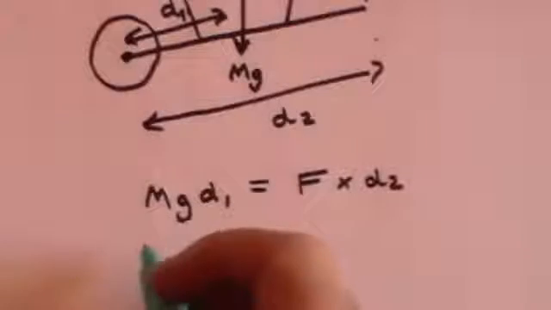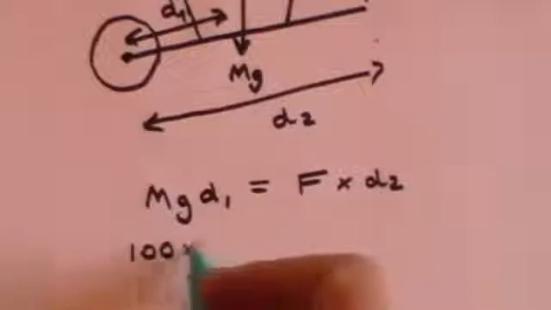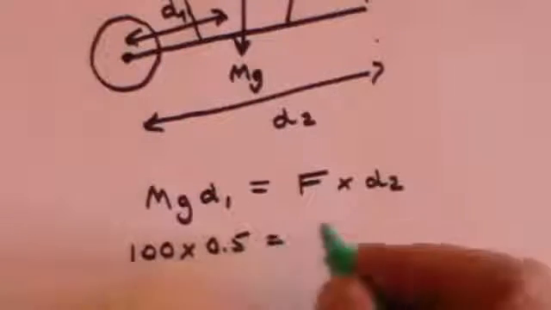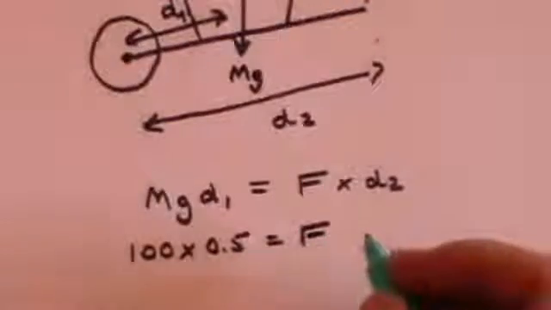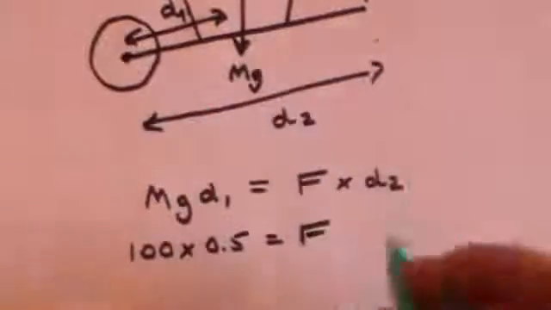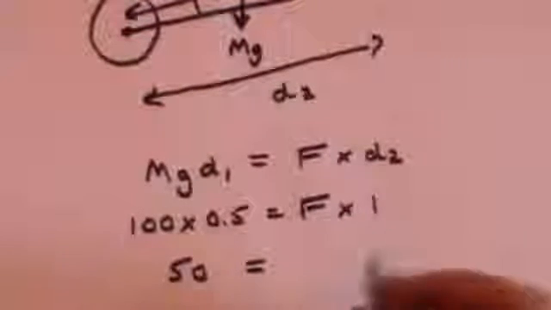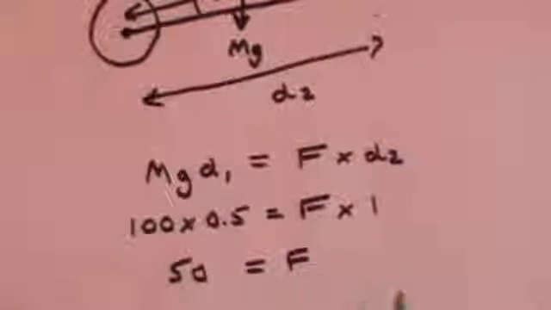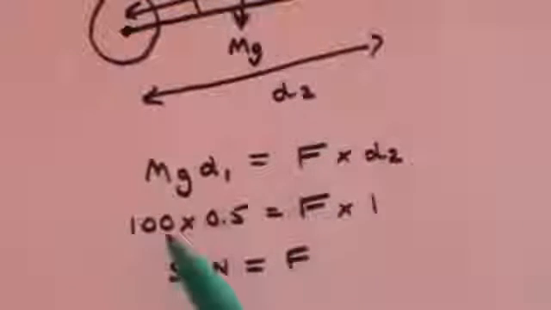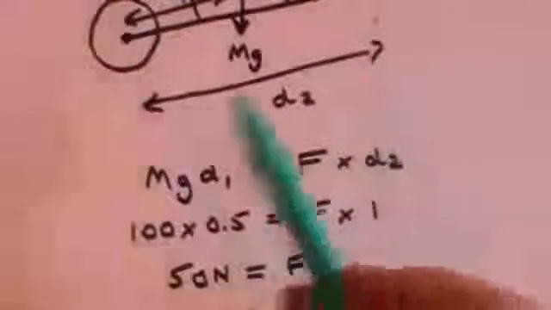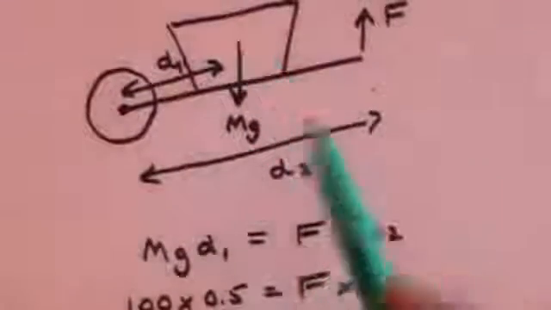So if the weight of the load is, say, 100 newtons, and this distance is, let's say, half a metre, and that is going to equal the force that I have to apply times this distance, which let's say is 1 metre, then you've got that 100 times 0.5 is 50, is equal to F times 1, which is F. So the force I have to use is 50 newtons in order to lift a load of 100 newtons, because my force is acting twice as far as the load that is acting down.